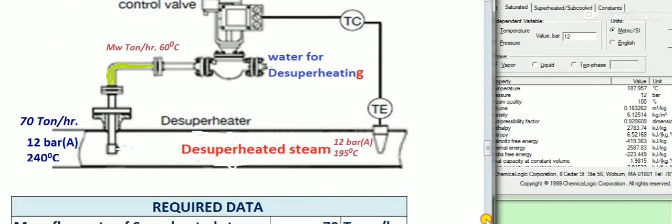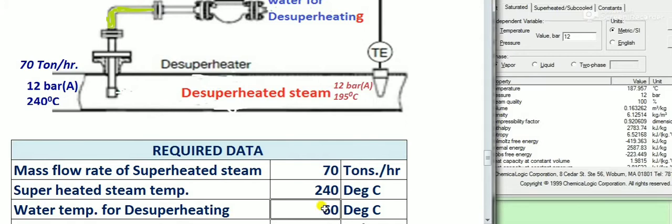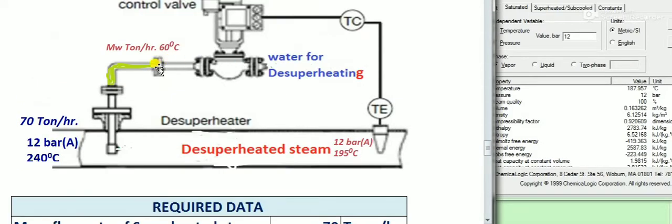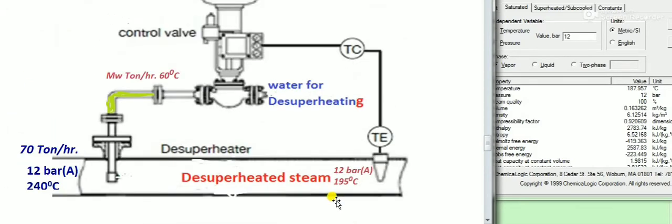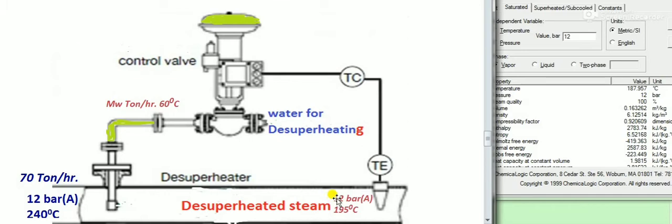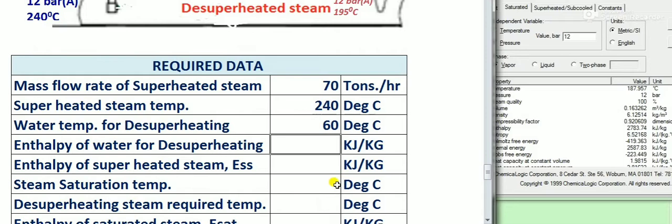So what data do we require? Mass flow rate of steam is 70 tons per hour. Superheated steam temperature is 240 degrees centigrade. And water for desuperheating temperature is 60 degrees centigrade. Enthalpy of water for desuperheating. Actually, this is the basic principle we are going to use to calculate: energy input is equal to energy output. Whatever energy we give here comes out here. So based on that we are going to calculate. It's a mass into enthalpy formula only. It is a very simple formula, and we can easily calculate it.